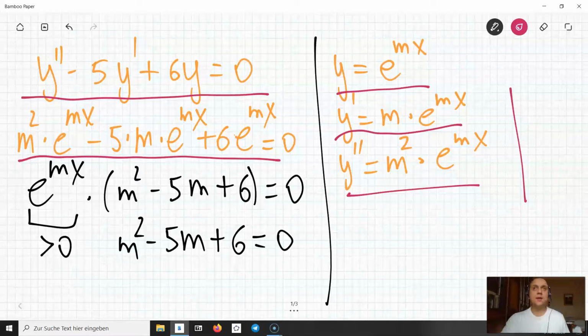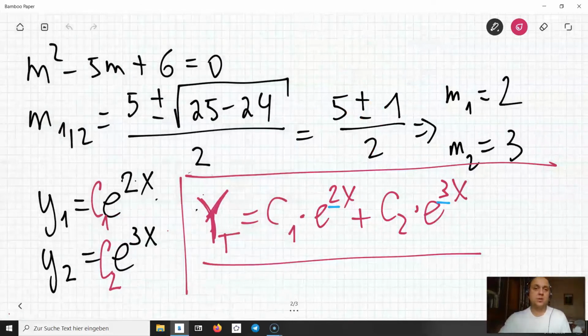And if you remember, every product of two numbers can be visualized as the area of a rectangle. So if the area of a rectangle is equal to 0, then one of the side lengths must be 0. So it's either e to the power of mx or the parenthesis. And e to the power of mx is always a positive value, so it's never 0. That's why only the parenthesis can be 0. And now we just have to solve a quadratic equation, which is way easier to handle than the previous question, right? The original second degree differential equation.